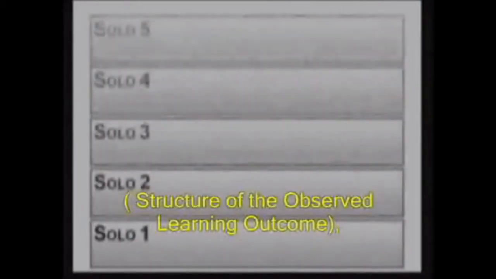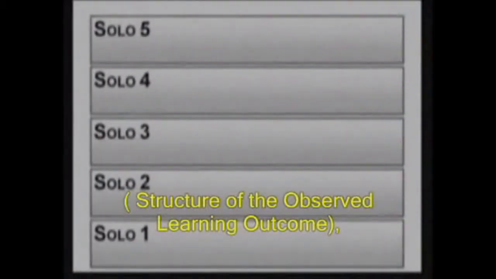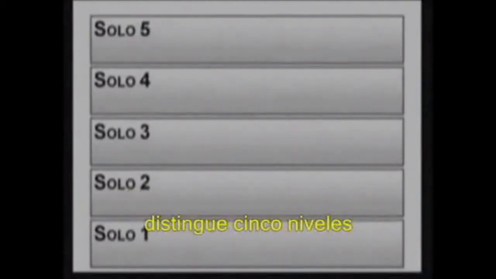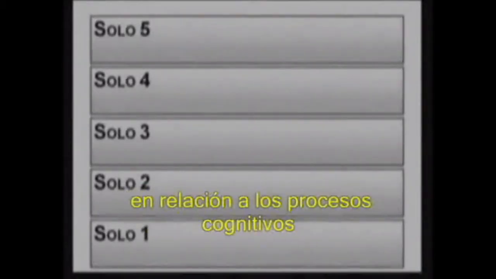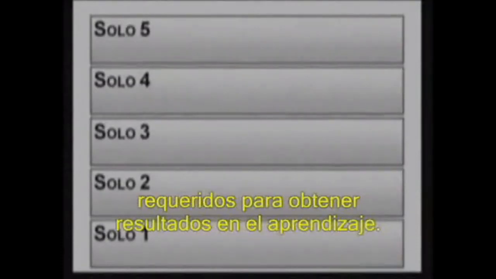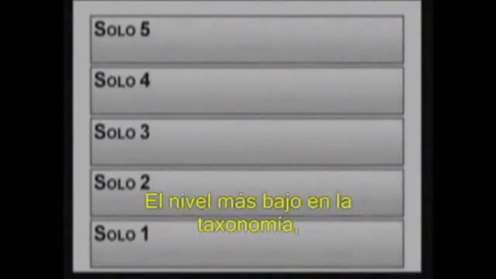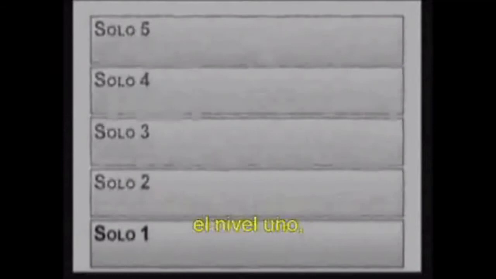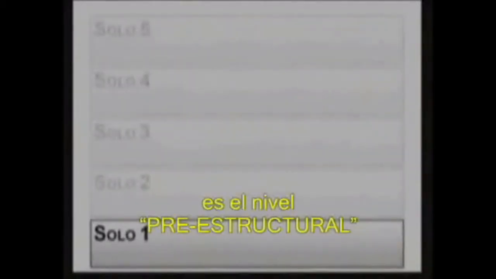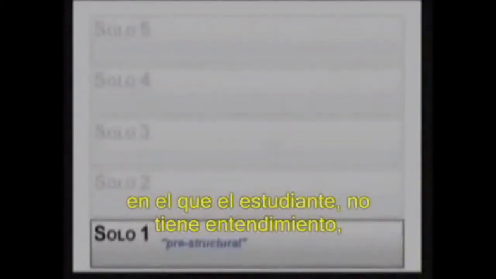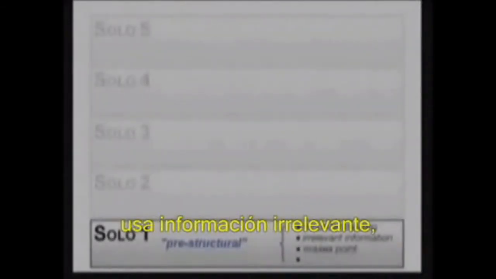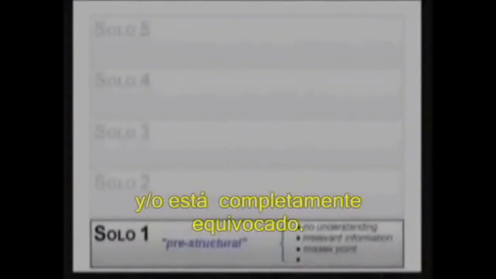The SOLO taxonomy, short for structure of the observed learning outcome, distinguishes 5 levels according to the cognitive processes required to obtain them. The lowest level in the taxonomy, level 1, is known as the prestructural level, at which the student has no understanding, uses irrelevant information, and/or misses the point altogether. One final question. What is a cow?